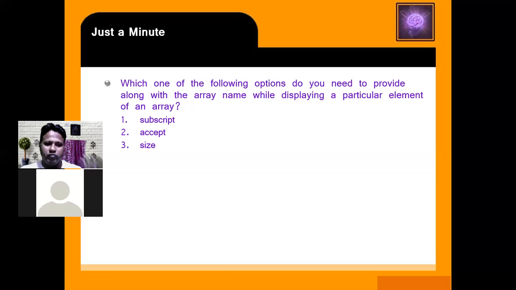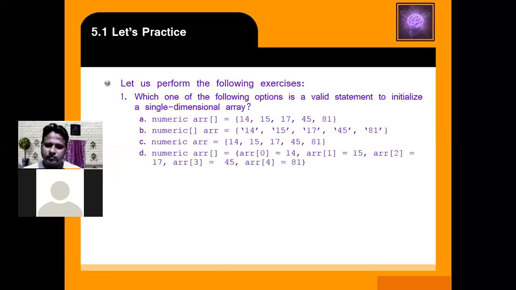When you store an element in an array, what is the first subscript number? Is it 0, 1, 2, 3? Which one? Subscript number is starting from zero? Yes, it is starting from 0. Array subscript number is starting from 0.